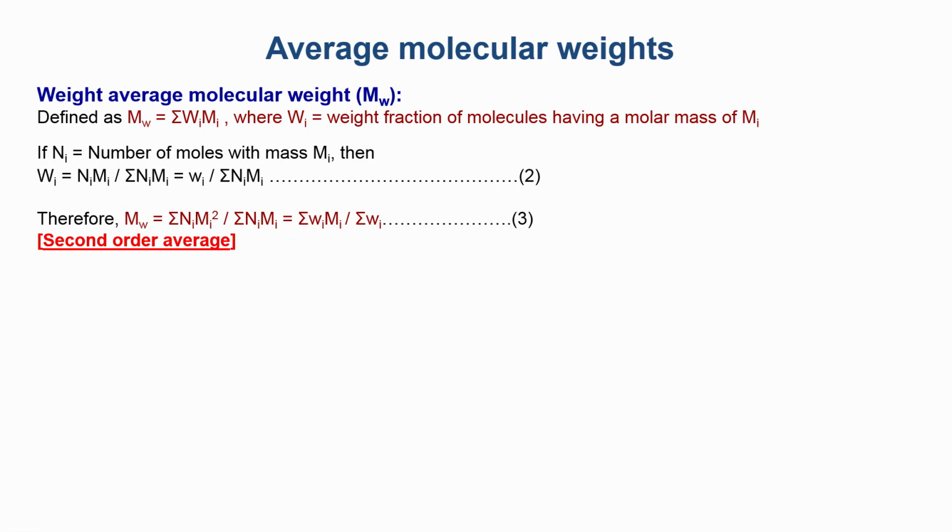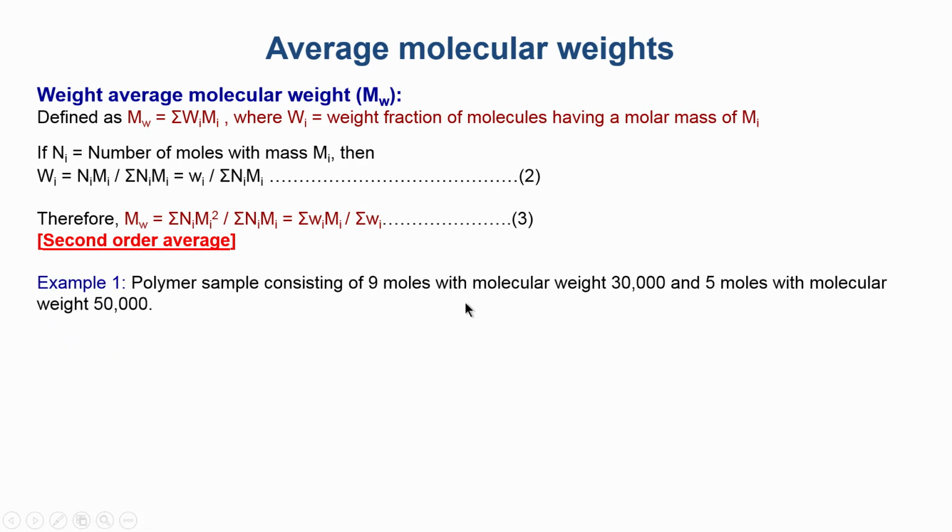Another one that is used is a weight average molecular weight, and this is different from the number average. This is defined as Mw, the summation of individual weights multiplied by their molar mass. So essentially this represents a weight fraction, and these are the formulas given here. This is essentially nothing but a second order average of the total distribution.